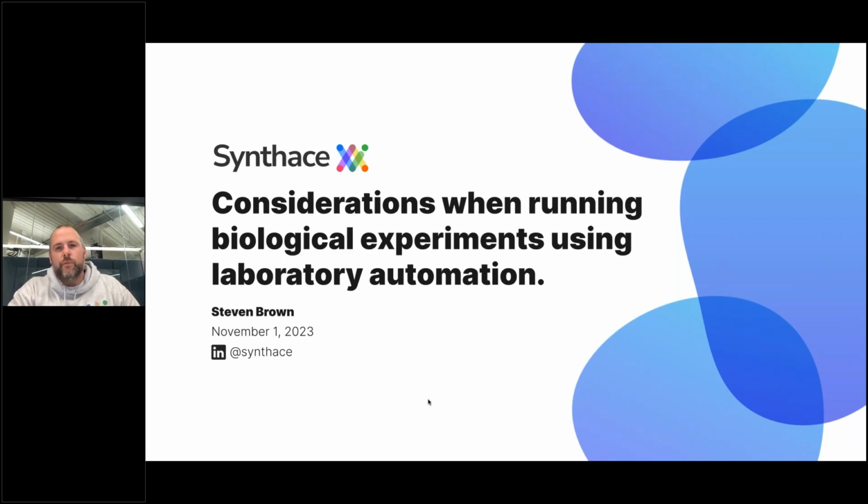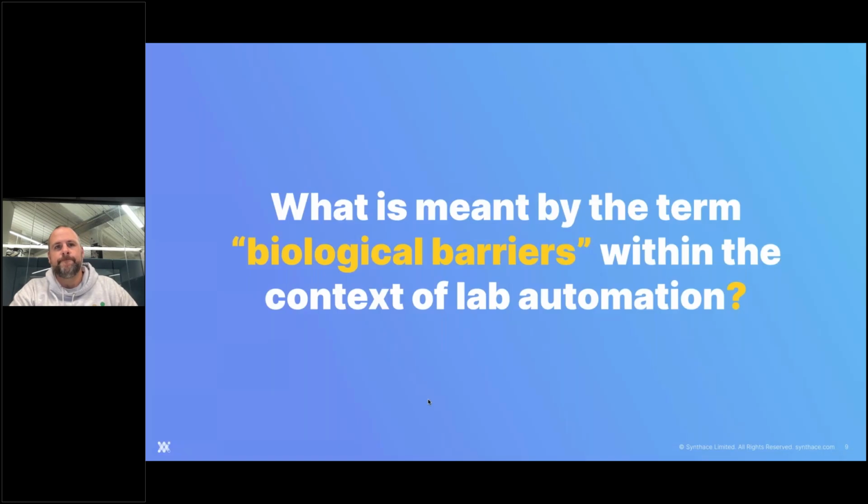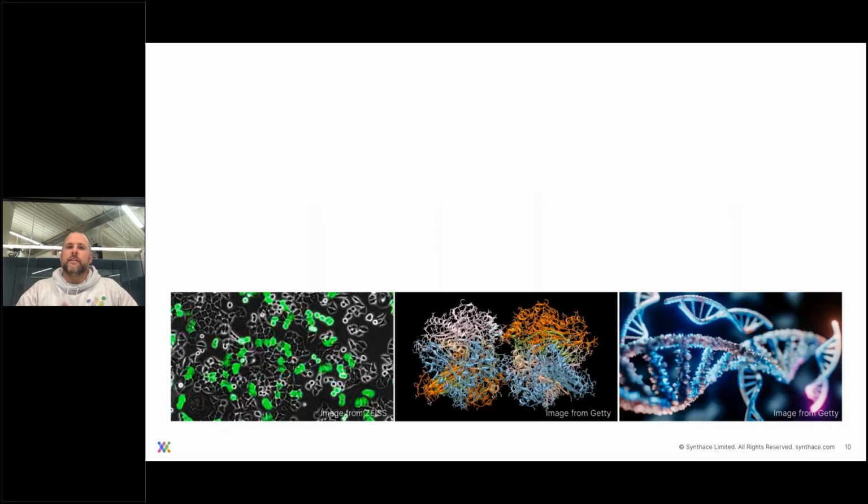And building upon the previous webinars in this series, I will present some practical recommendations when running different types of automated biological experiments with a focus on liquids and environmental impacts that are fairly commonplace during a biologist's research activities. So what is meant by biological barriers within the context of laboratory automation? So these images highlight some of the biological liquids under consideration when using automation in the lab. In general, there are 3 main types of macromolecules used in biological experiments, namely cells, protein, and DNA.